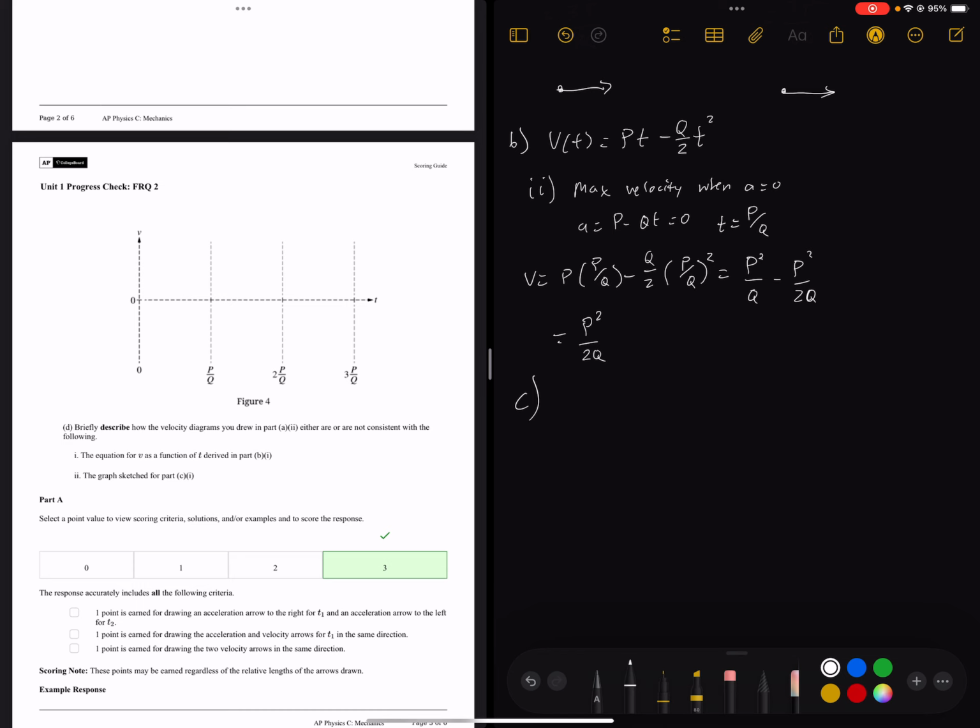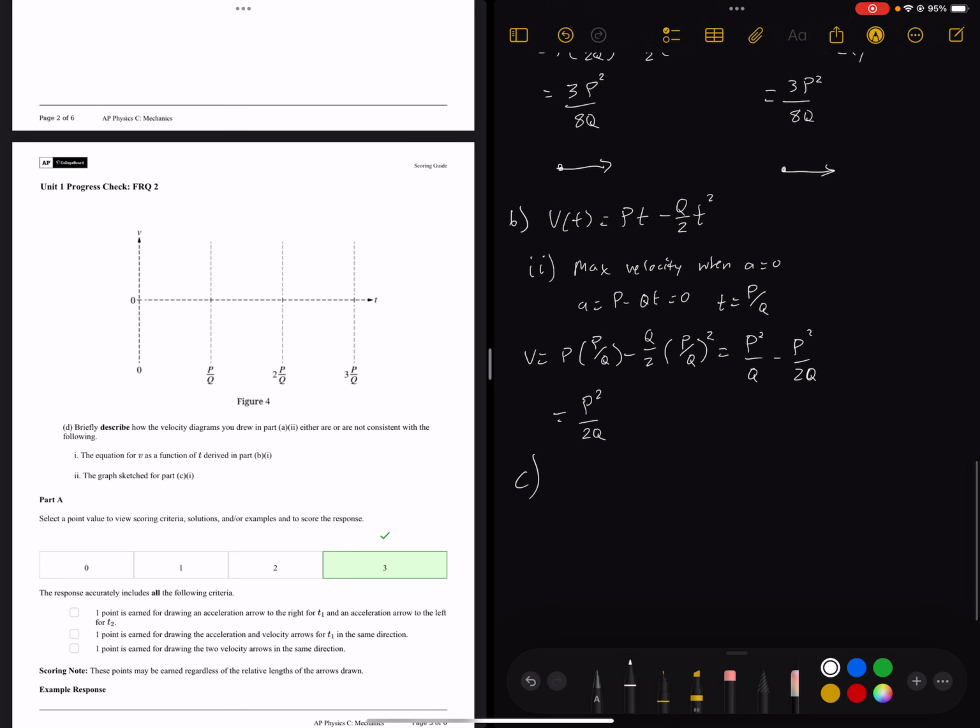Oh, you can just plug it into the function, right? So the velocity at time t equals 0, I have this function pt minus q over 2 t squared, right? At t equals 0, velocity is 0. At p over q, we know the velocity is going to be p squared over 2q. At 2 times p over q, if you evaluate it, you get a velocity of 0, and then it's going to just keep going down, right? Yeah, so that's pretty much it.